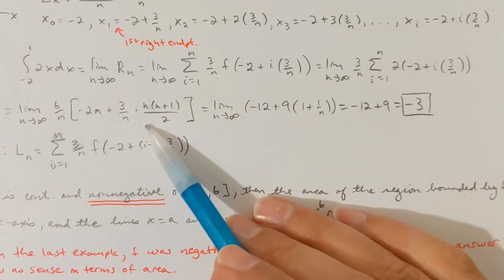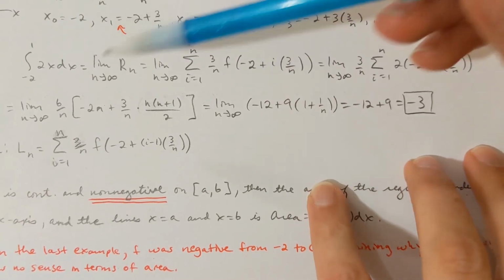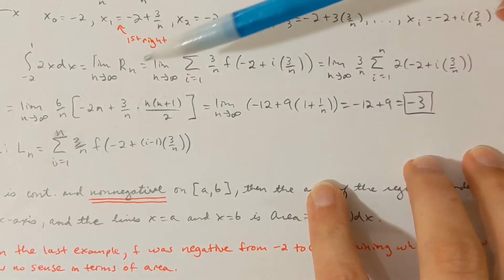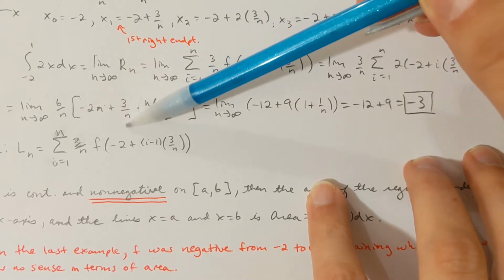Okay, and be sure that you remove the summation notation. And let's see, if I distribute 6 over n, you're going to have negative 12 from that first part. These n's will cancel.